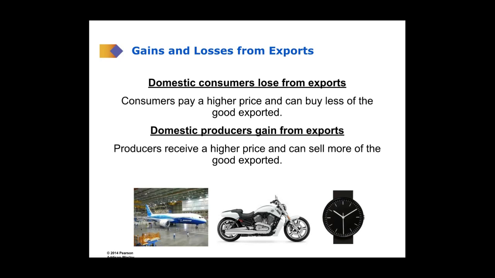Domestic consumers now have to compete with all the consumers in the world, and some of them are willing to pay higher prices and therefore get some of the production. Domestic producers gain from exports. When they are able to export goods and services, they receive higher prices and can sell more of the goods that they're trying to export. So domestic producers gain from exports.